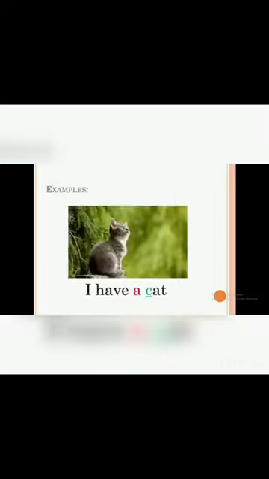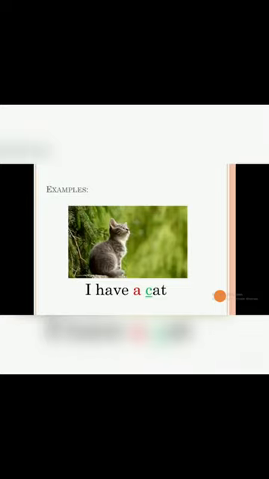What are consonants? We have 26 letters in the English alphabet. A, E, I, O, U, these letters are called vowels. The remaining 21 letters are called consonants. Let's go with some examples.